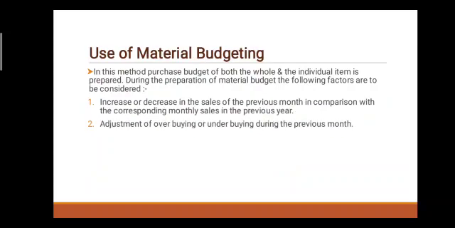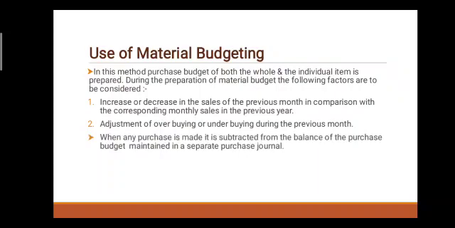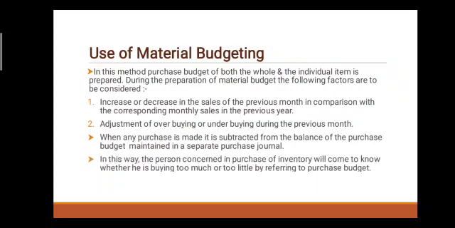Second, adjustment of overbuying and underbuying during the previous month. When any purchase is made, it is subtracted from the balance of the purchase budget maintained in the separate purchase journal. In this way, the person concerned in a purchase of inventory will come to know whether he is buying too much or too little by referring to the purchase budget.